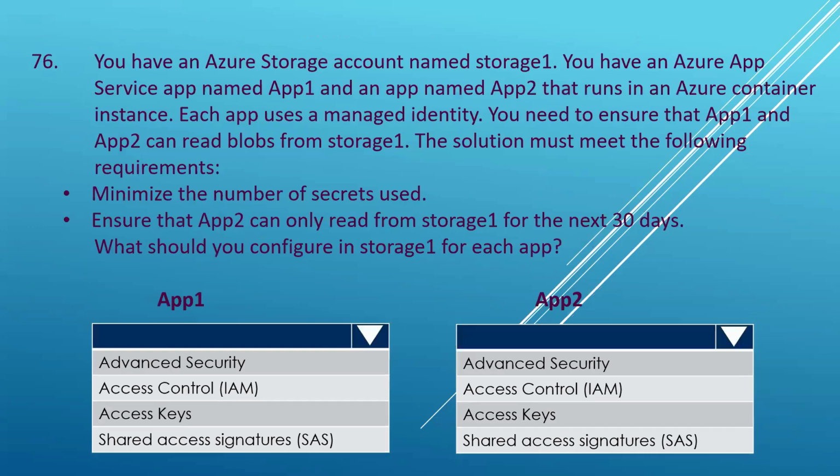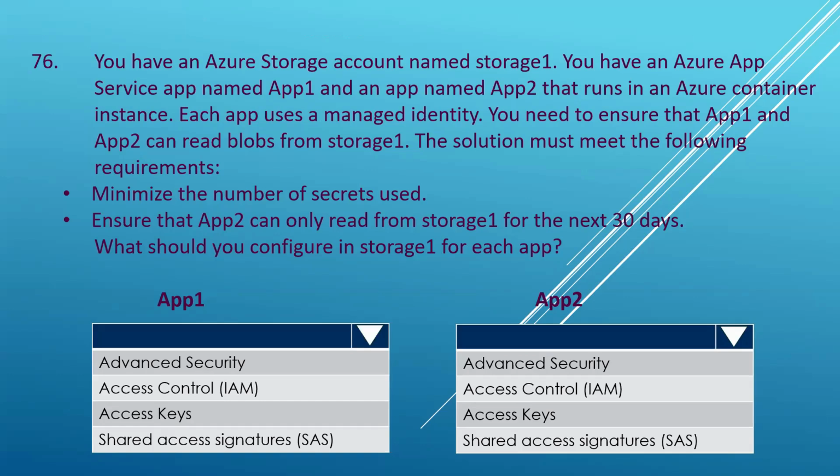You have an Azure storage account named storage1. You have an Azure app service named app1 and an app named app2 that runs in an Azure container instance. Each app uses a managed identity. You need to ensure that app1 and app2 can read blobs from storage1. The solution must meet the following requirements: minimize the number of secrets used, and ensure that app2 can only read from storage1 for the next 30 days. What should you configure in storage1 for each app?